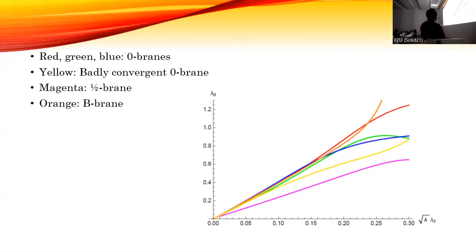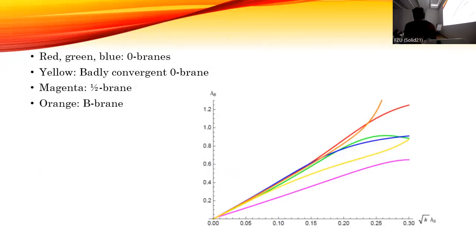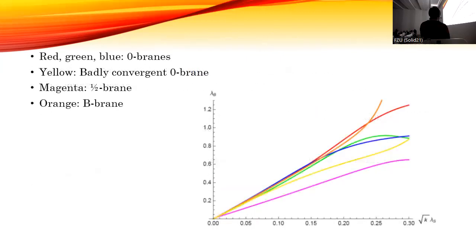And this magenta line is for the half brane, and you can see that in this case it's clearly completely different. The half brane is a brane with J equal 1/2. I think this is in the K equal 4 model where I started from J equal 1, and this is the J equal 1/2 solution. These others are J equal 0. This plot suggests that all these solutions, although they have different backgrounds, may have the same first coefficient in the expansion of lambda, and possibly they could even share the whole function, but we can't really say that with this precision.